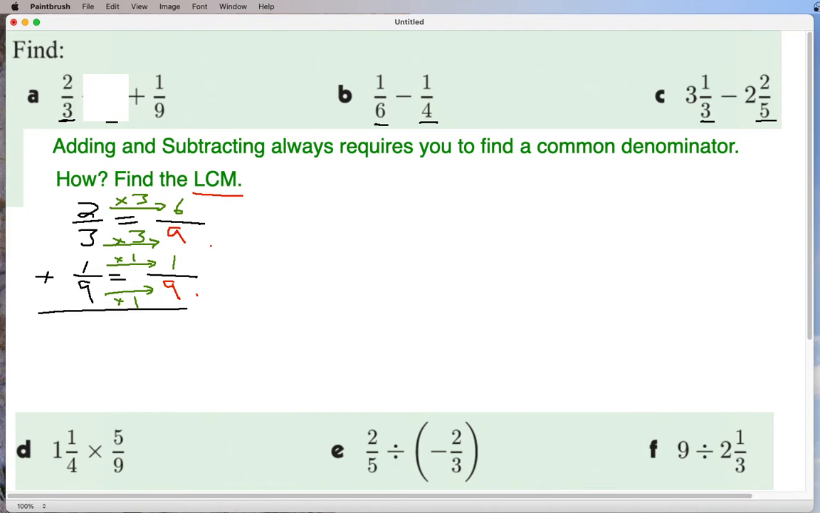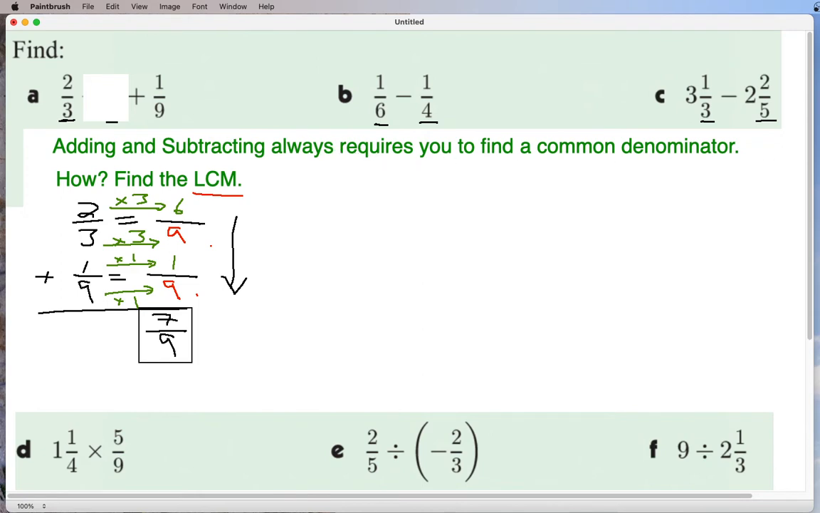All right. And once you've done this, now you can add. The way I've set this up is I'm going to add going down. So when you have the same denominator, you write it on the bottom here. And now all you have to do is go 6 plus 1, which is 7. So your final answer in this case is 7 over 9. That's what we have to do when we're adding fractions.